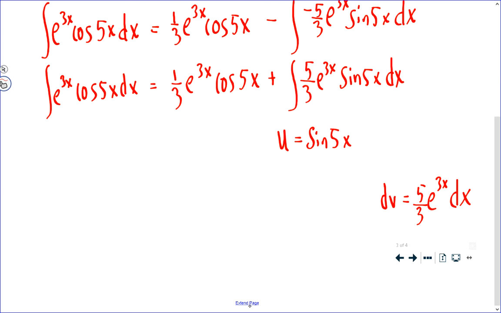Or you could put it in front of the exponential component like I've done, or you could write it in front of the trigonometric component. I could have written u equals 5/3 sine of 5x, and then just had for dv e to the 3x. Regardless, I have to differentiate du. It's going to be equal to cosine of 5x multiplied by 5, which is 5 cosine 5x dx.